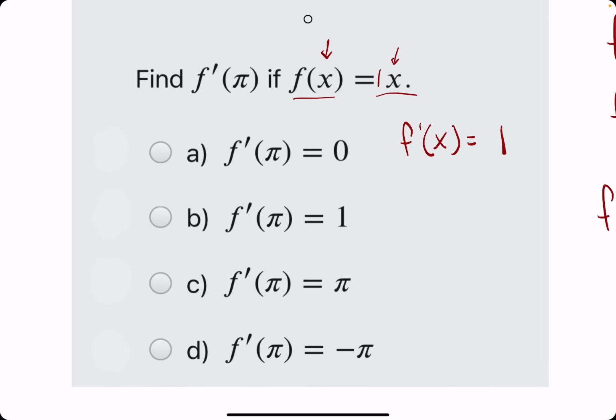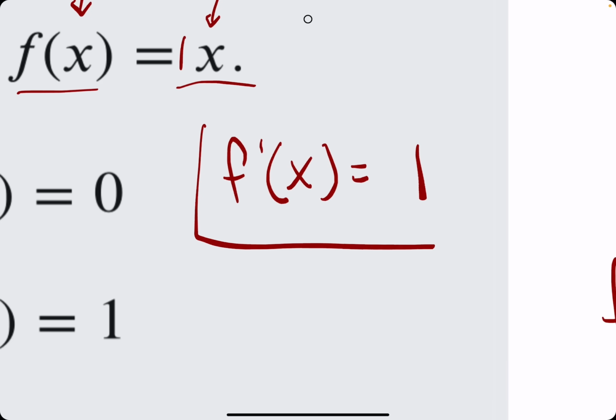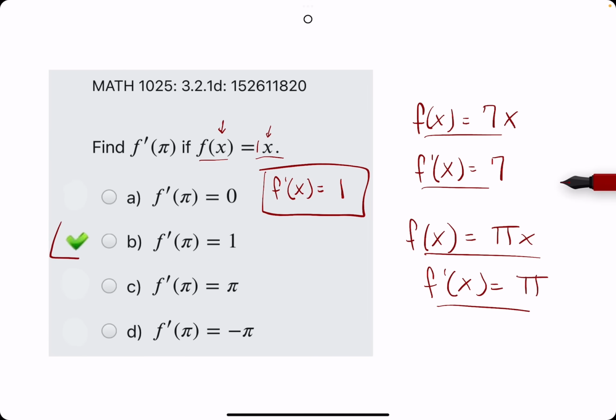All right, so again, in this one, f prime of pi would be 1, since f prime at any x value is equal to 1.